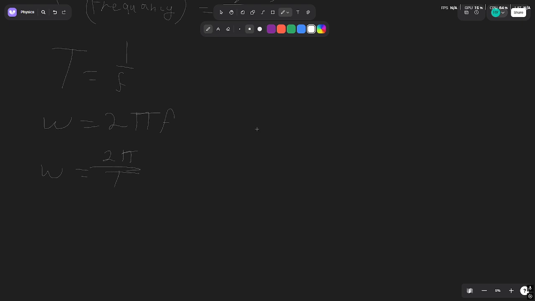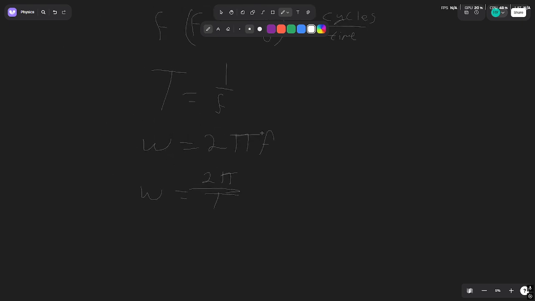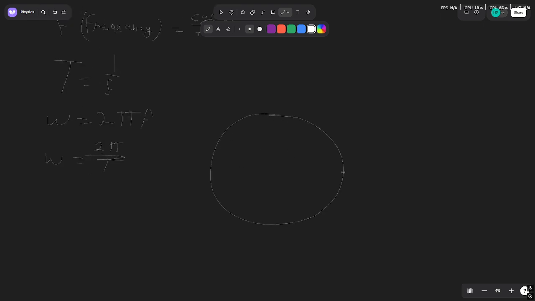And let's now talk about acceleration. In some circle, we got a tangential acceleration and we got a centripetal acceleration. Centripetal is always aimed at the center of the circle. So if the object is here, the centripetal acceleration looks downwards. And therefore, tangential acceleration looks to the left.